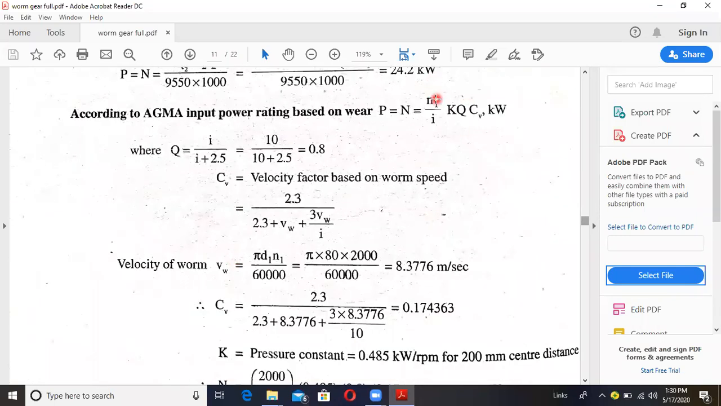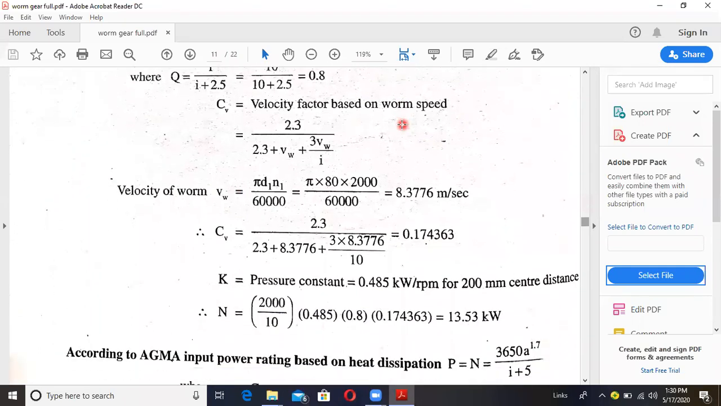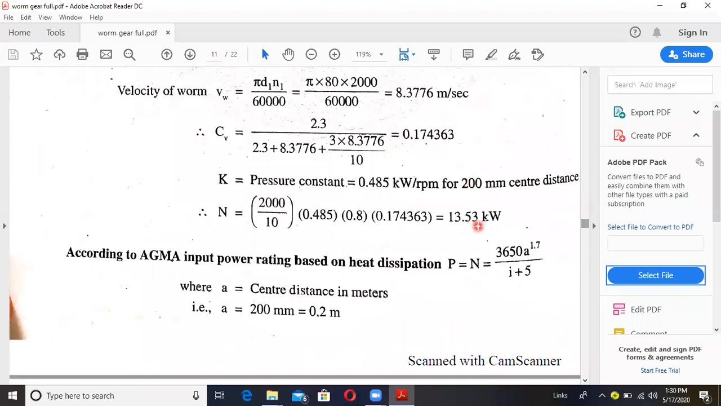So now we have N1, I, K, Q, CV. Then we will get power. Finally, substituting all the values, we will get power is equal to 13.53 kilowatt. This is based upon AGMA, based upon wear.